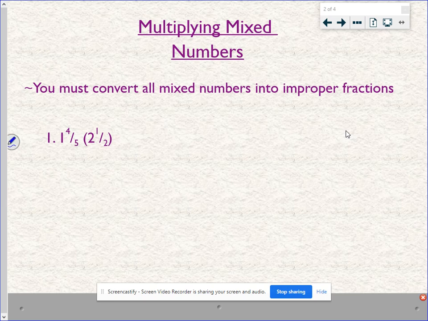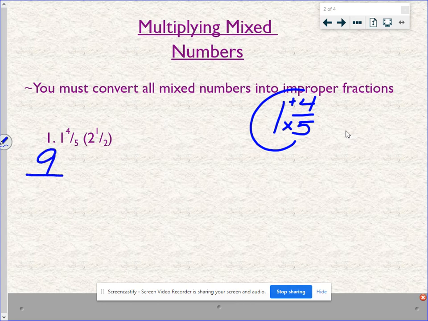So we'll come over here and practice our magic C, which says we are going to take 5 times 1, which is 5, and then we add the numerator of 4. So 5 times 1 is 5, 5 plus 4 gives us 9/5. And that is how we do our magic C. So we have to convert all of our mixed numbers into improper fractions using our magic C. So 2 1/2 would become 2 times 2, which is 4, plus 1 is 5/2.